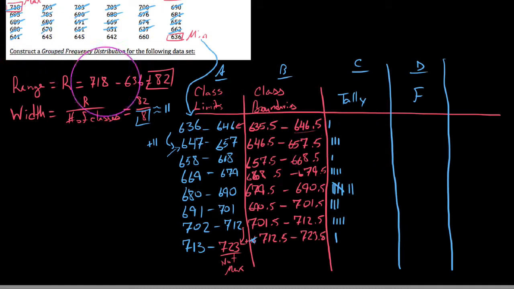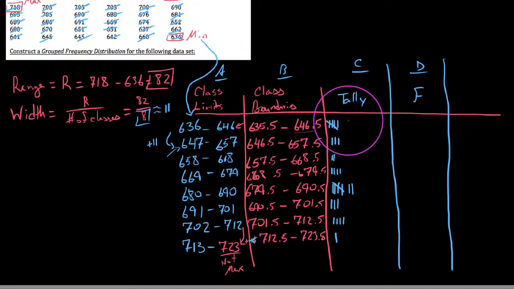And in the last row, we say 641 is kind of small. It is in the first class. 645 is also in the first class. 645 again in the first class there. 642 in the first class. And then 660. 660 is kind of more intermediate here. And then last but not least, 636.